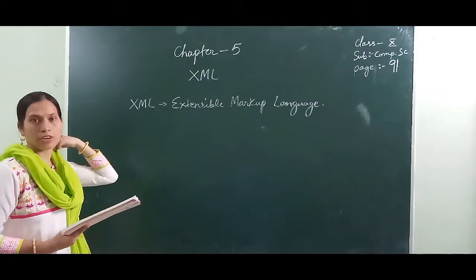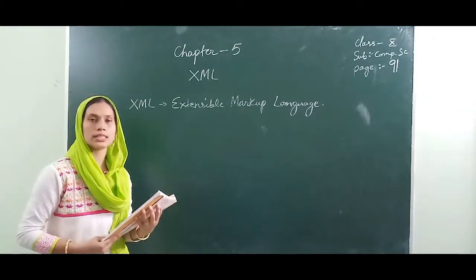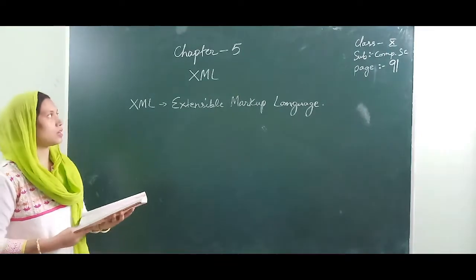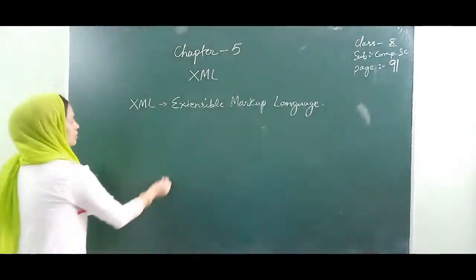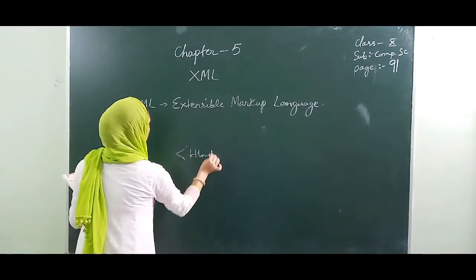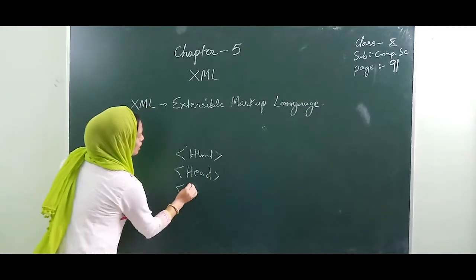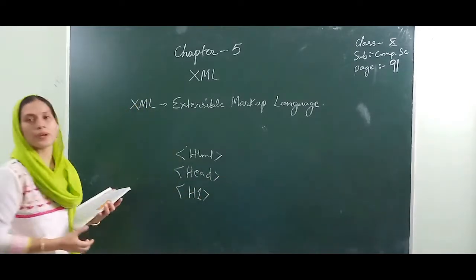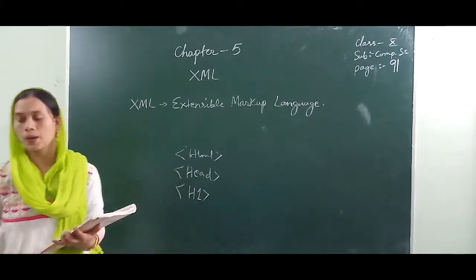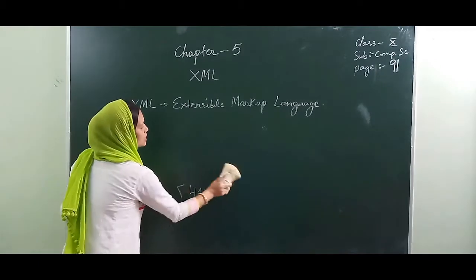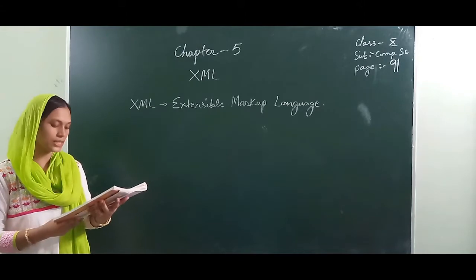In XML, we don't have any predefined tags. That means here in XML, we are going to define all the tags which we are going to use in the web page. But in HTML, all the tags are predefined, like the HTML tag itself, the head tag itself, or your H1 tag itself. They are all predefined. We just use the predefined tags in HTML. But here in XML, the tag is self-defined. That means we ourselves are going to define our own tags.